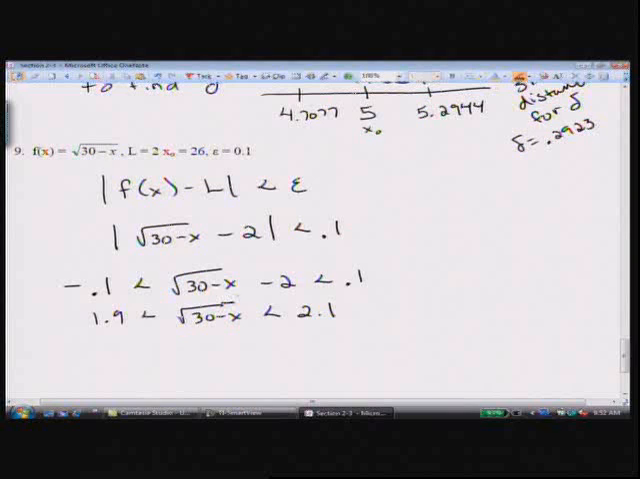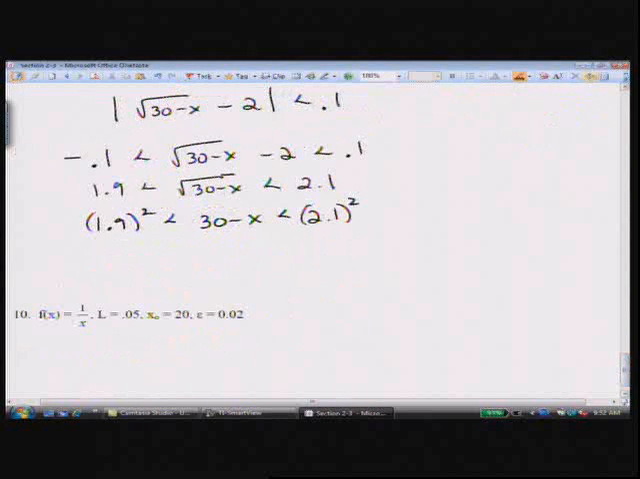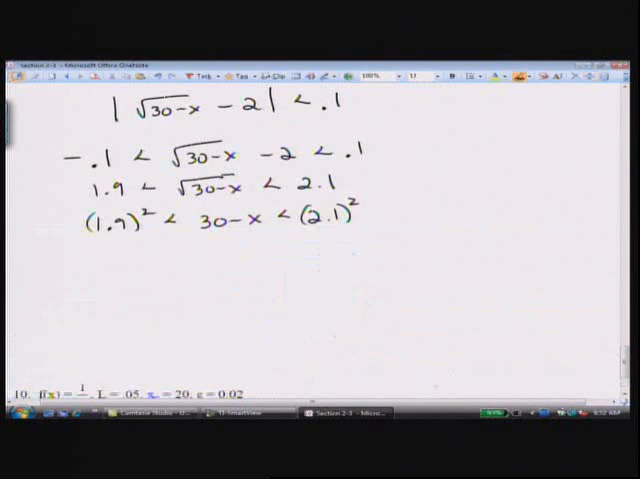Now we square both sides, and we'll get 1.9 squared is less than 30 minus x, which is less than 2.1 squared. Now these numbers, 1.9 and 2.1, both square easily, so I will go ahead and say what they are. On your calculator, you should get 3.61 is 1.9 squared, is less than 30 minus x, which is less than 2.1 squared, which is 4.41.